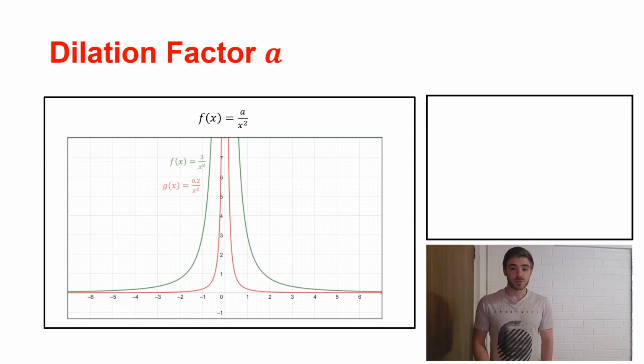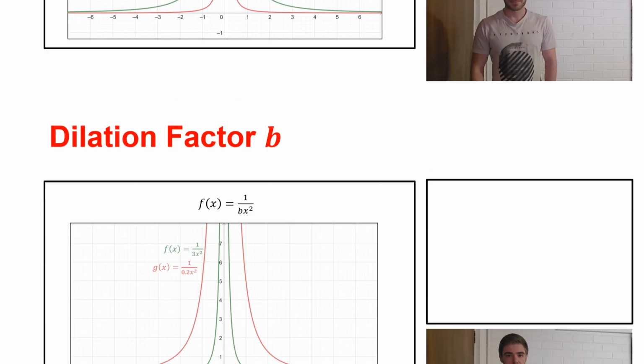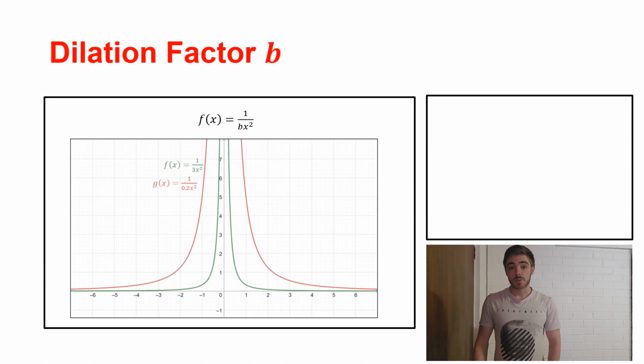The a term in the numerator is known as a dilation factor from the x-axis. If a is larger, then the graph is going to get further away from the axes. If a gets closer to 0, then we actually observe the graph to get closer to the axes. The b term is very similar. It works in the opposite direction to a. So if b gets larger, we get closer to the axes, and if b gets closer to 0, then we get further away from the axes.